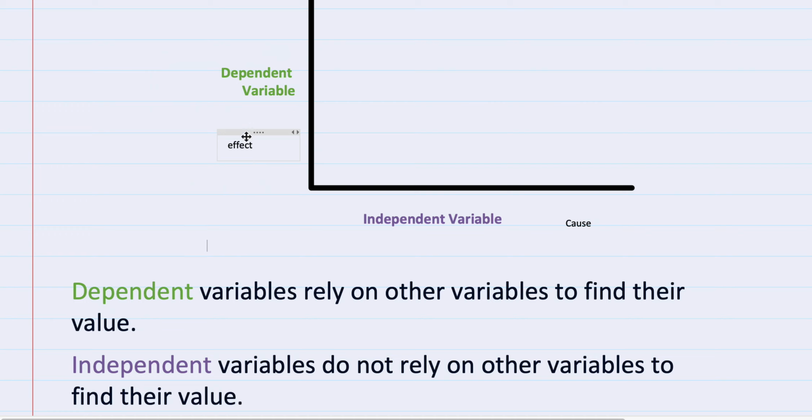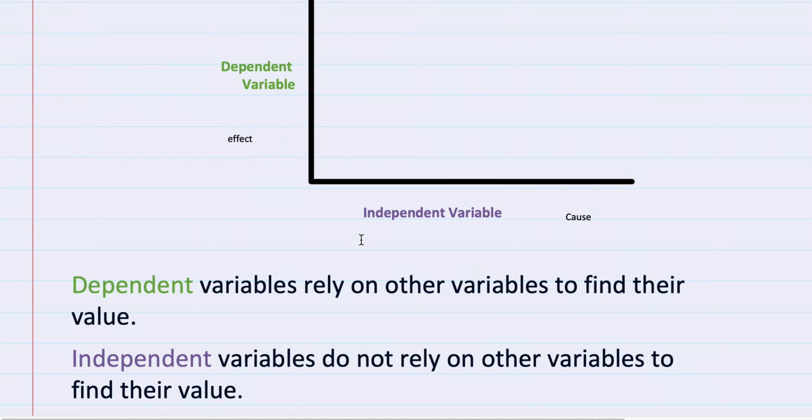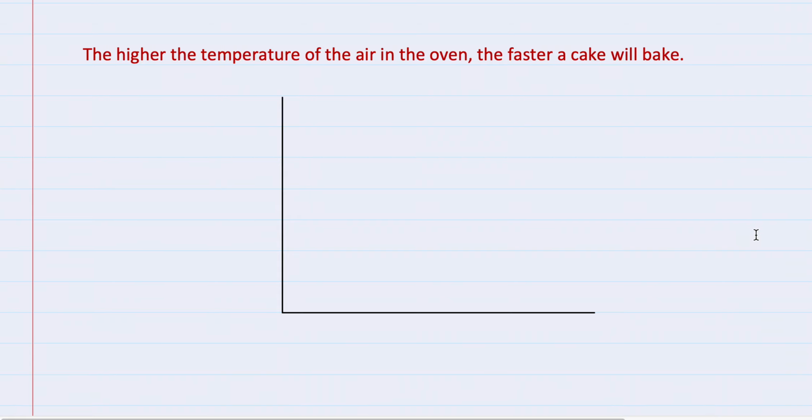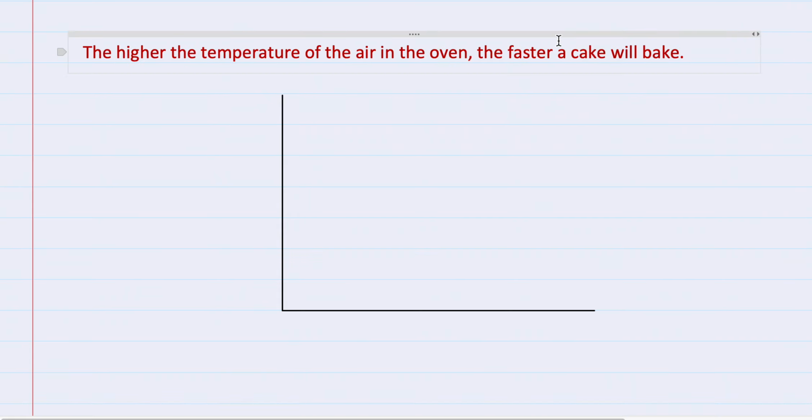So it's affected by this one. And we're going to look at a couple of other ways that we can identify the independent and dependent variable. So let's say we had this one here. The higher the temperature of the air in the oven, the faster a cake will bake.